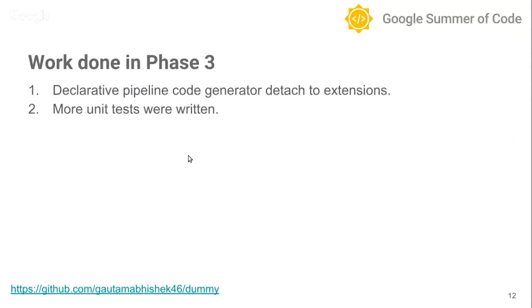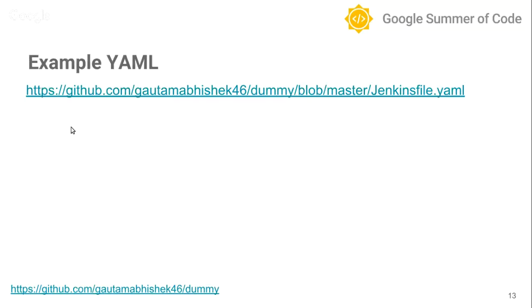In phase 3, I wasn't able to do much work because my college started and the placements were going on. So what I did was I detached the pipeline code generator into extensions so that in future plugin developers can contribute to the generators which I have defined. I wrote some unit tests, and I also did some documentation work.